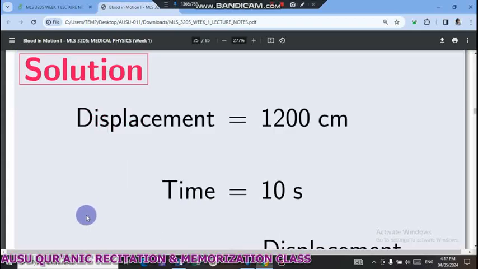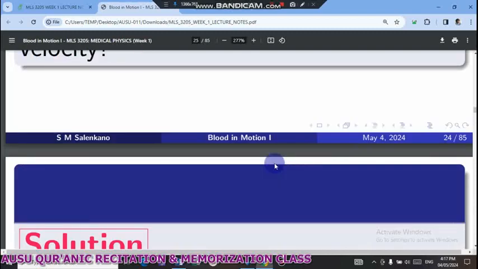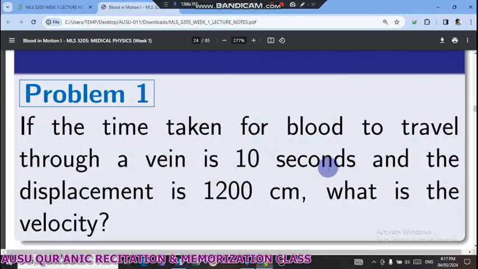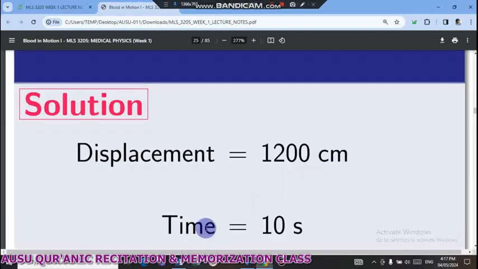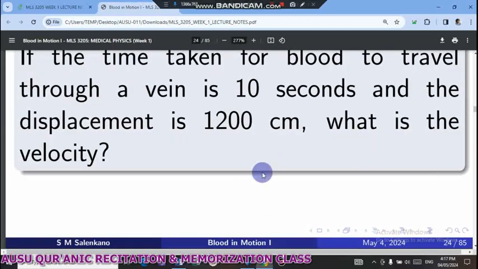Now first of all, you need to identify and bring down the quantities you are given. In the statement of the problem, they say the displacement is 1200 centimeters. So you write displacement equals 1200 centimeters. Now, how long did it take to produce this displacement? In the problem, they say 10 seconds. So you say, okay, my time is 10 seconds. Now they said you should get the velocity. So velocity is your target variable.